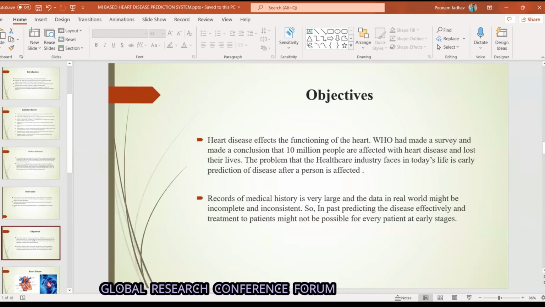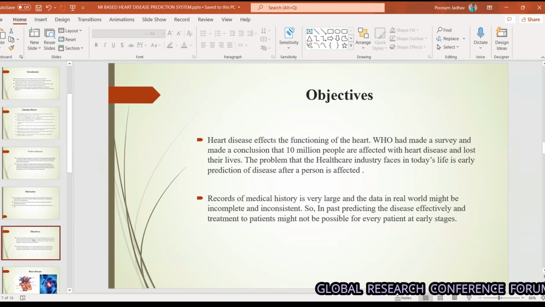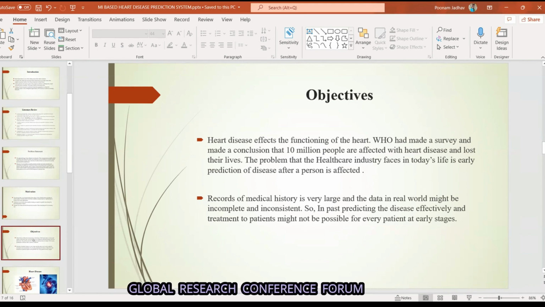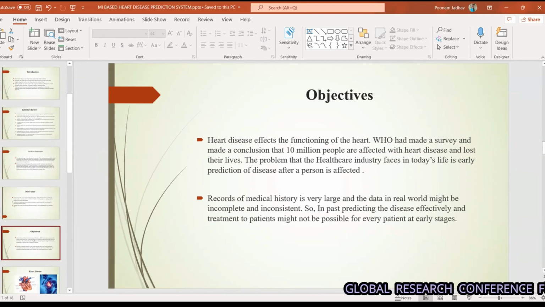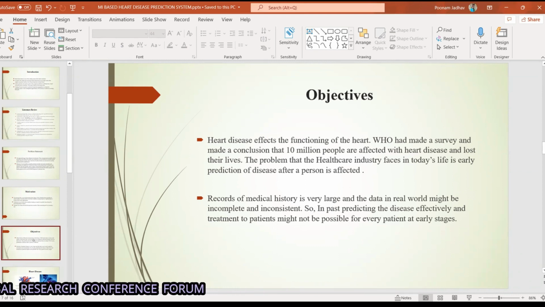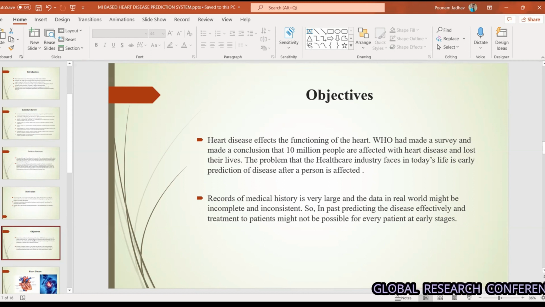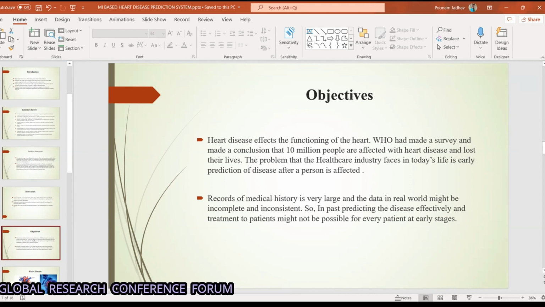After that, the objective of the project: heart disease affects the functionality of the heart. The World Health Organization made a survey and concluded that 1,000 people are affected by heart disease and lose their lives. The problem the healthcare industry faces in today's life is that disease is predicted only after the person is affected, not before. So we are addressing that in our product also.